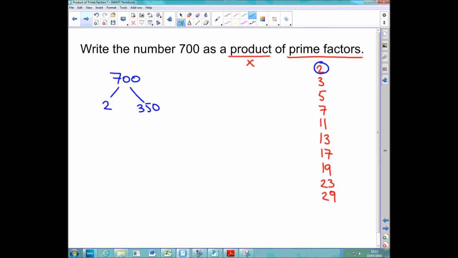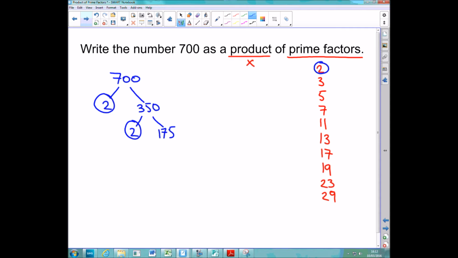Now, at this stage, I'm going to circle any of these numbers I've just come up with if they are prime. I know that 2 is prime, so I'm going to circle that number. 350 is not prime, so I'm going to carry on this tree from 350. So again, I'm going to ask, does 2 divide 350? And again, yes, it does. 2 divides 350 175 times. Again, I'm going to circle the 2 because it's prime, and I'm going to carry on with 175 because it's not prime.